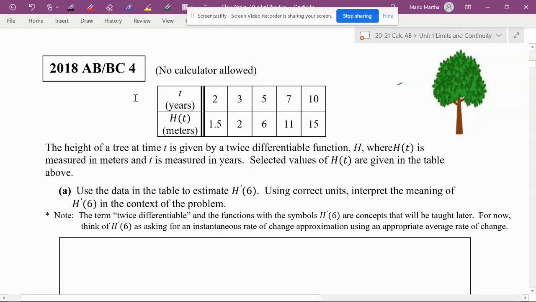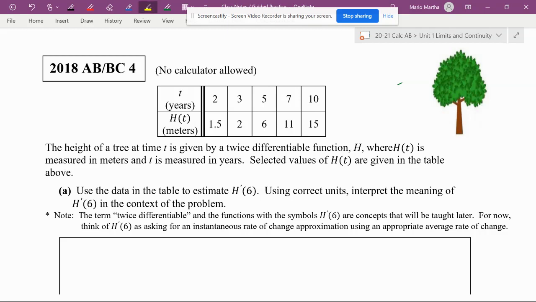So this is one of the problems that came up in the 2018 AP Calculus AB/BC exam. It was question 4, and it's pretty much one of those things that we've been talking about right now, which is approximating the instantaneous rate of change by finding the average rate of change. All right. So the height of the tree at time t is given by the differentiable function h, where h of t is measured in meters and t is measured in years. Selected values of h of t are given in the table above.